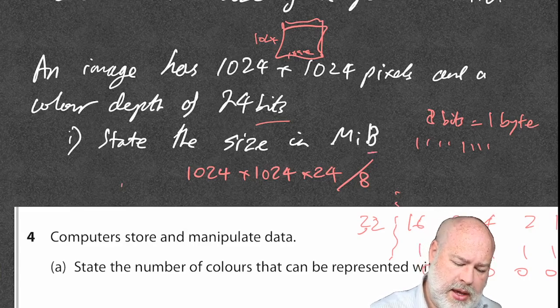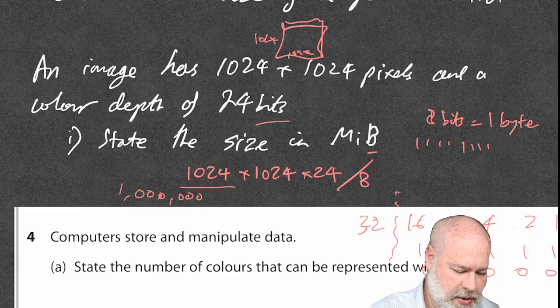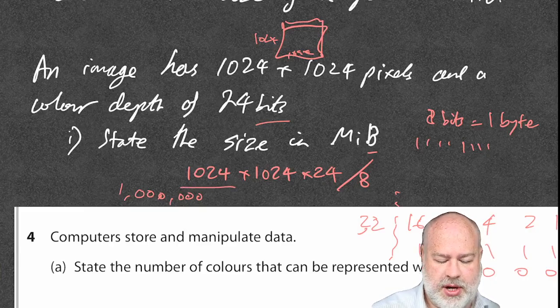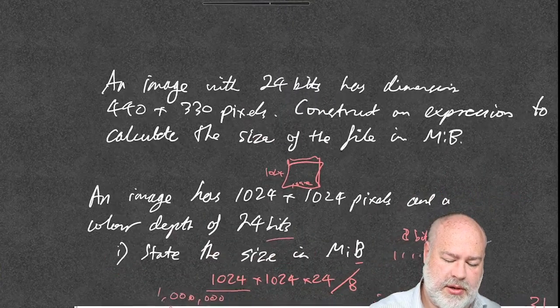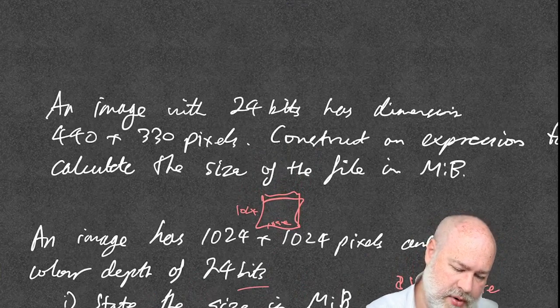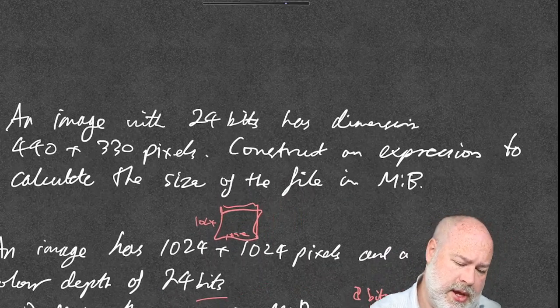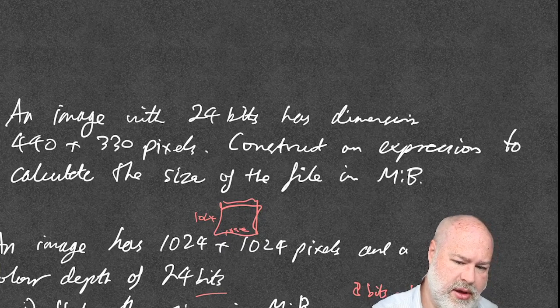And mebi is related to, if you can remember, a megabyte is a million. A mebibyte is a base 2 system, not metric. So we've got the 1024 to the power of 2. Gives you these two here, 1024 to the power of 2. So it's very typical that they'll ask you to, they'll never, in the exam, they'll never expect you to do the calculation outright. Let's have a look at another one. An image with 24 bits has dimensions 440 times 330.